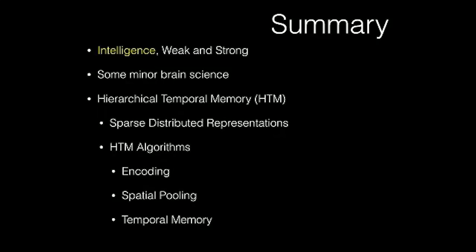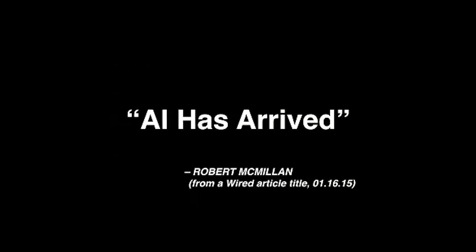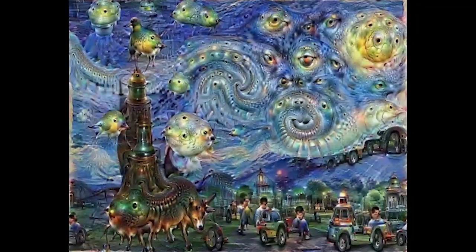So way back in the beginning of 2015, I saw this Wired article, and in the title of it, it said, AI has arrived. And I remember being upset about this because I'm like, I don't agree that AI has arrived. And it made me realize that I have a different definition of intelligence than a lot of people in the community do. So maybe if I modify this to say weak AI has arrived, I think I can agree with that statement. But weak AI, the type of AI we have now, can do some really amazing things.